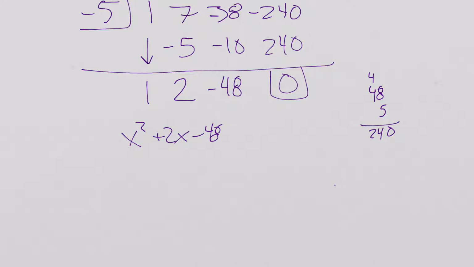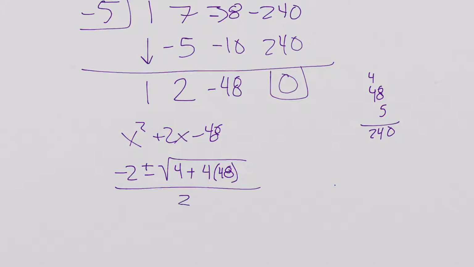So let's use some quadratic formula. Negative b, so negative 2 plus or minus the square root of b squared. 2 squared is 4. Minus 4 times a is 1 times c is negative 48. So double negative will make that a positive there. All of that divided by 2. So what do we get? Negative 2 plus or minus the square root of something.